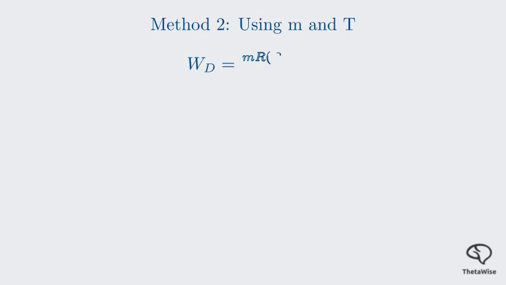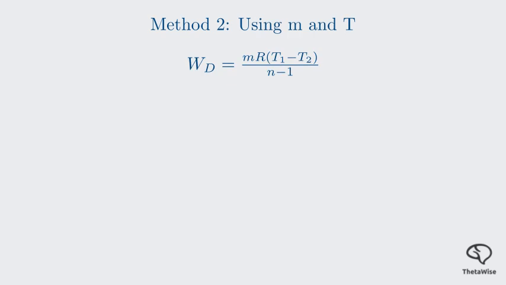Now let's verify this result using the second method for calculating work done in a polytropic process. Method 2 uses the mass, gas constant, and the change in temperature. The formula is W sub D equals m times R times the quantity T1 minus T2, all divided by n minus 1. We have all these values from our initial data and previous calculations.